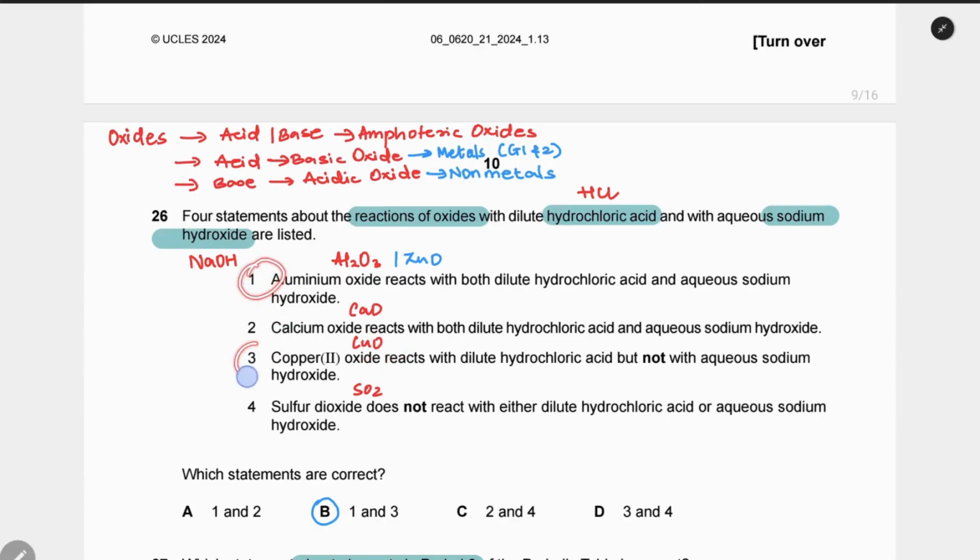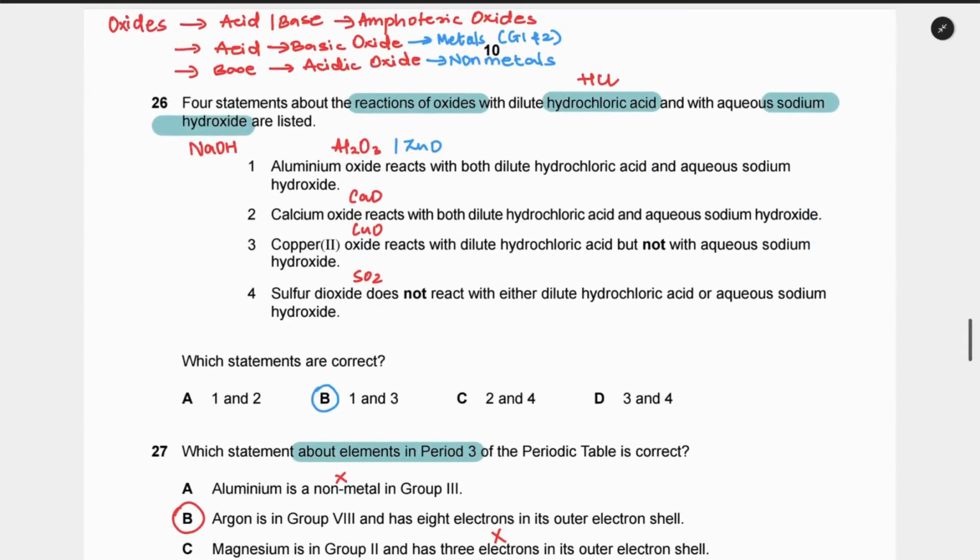So 1 and 3 is the correct answer. Calcium oxide reacts with both? No, as we can see, calcium oxide is a basic oxide. Calcium is a metal, so it doesn't react with both, it only reacts with HCl. And sulfur dioxide is a non-metal, it does not react with either, so it's incorrect. So the final answer is 1 and 3. Sometimes they give you zinc oxide, which is also an amphoteric oxide. So the final answer is B, 1 and 3.